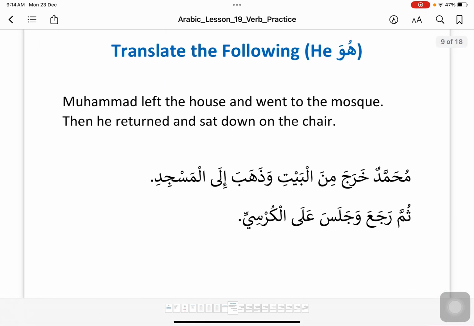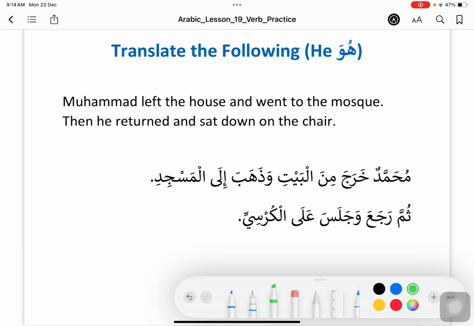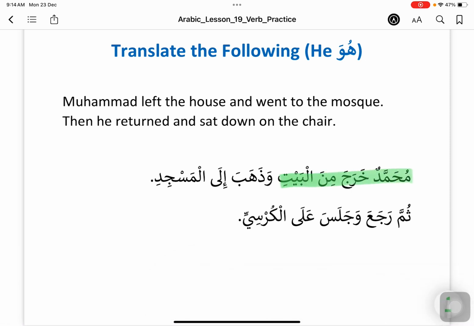Okay, the translation of the two sentences is as follows. Muhammadun kharaja min al-bayti wa dhahaba ila al-masjidi thumma raja'a wa jalasa ala al-kursi.